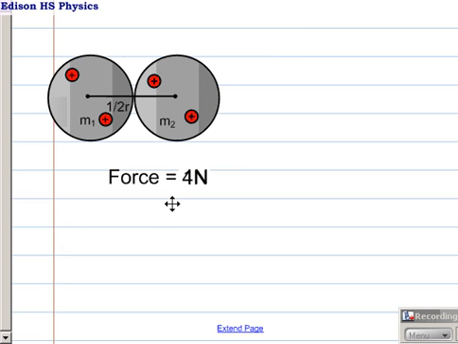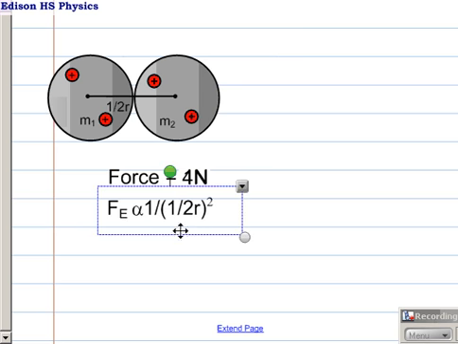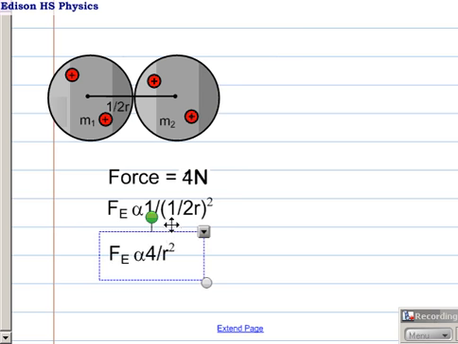And here's why. It's an inverse square. So we have this proportional sign. It's 1 over 1/2 r squared. When we square 1/2, we get 1 over 1/4 r squared. When we do a little algebra to that, we get the force being 4 over r squared. So it increases 4 times as much.